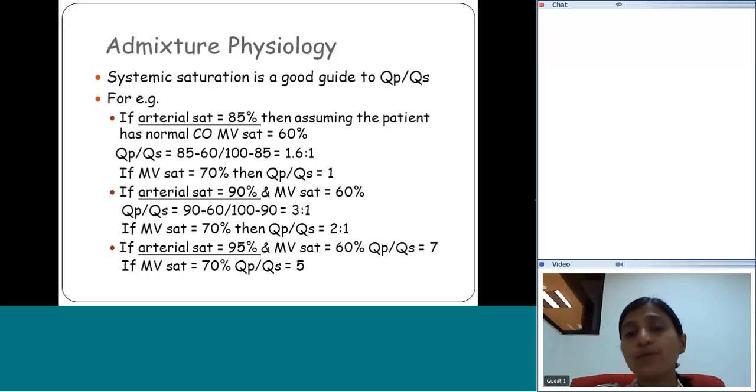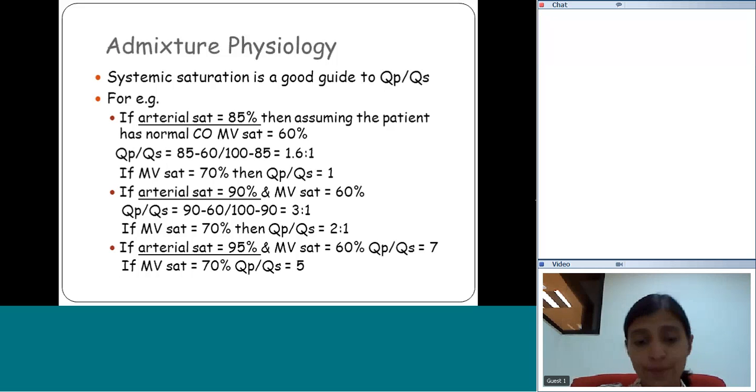So if the arterial sat is 90%, QP/QS is high, either 2 or 3:1. If it is 95%, it's extremely high, 5 or 7:1. So the arterial sat will give you a guide in this sort of common mixing type physiology. It will give you a fairly reasonable guide as to what the QP/QS in this patient is, even without doing a cath.